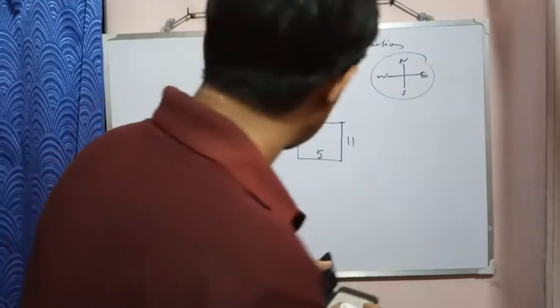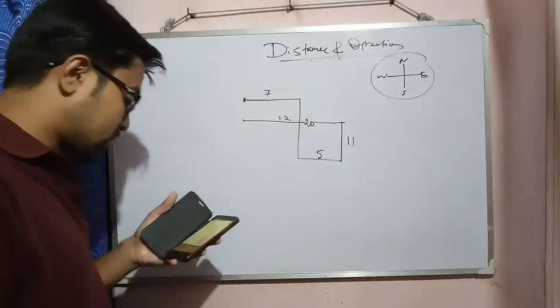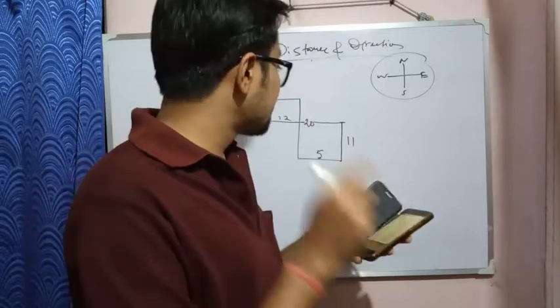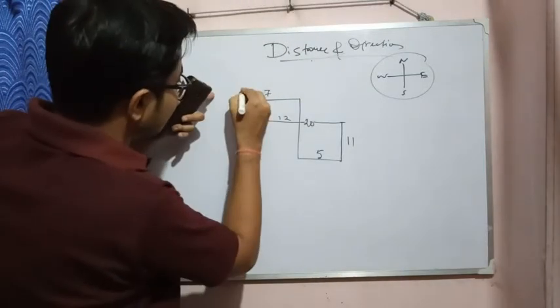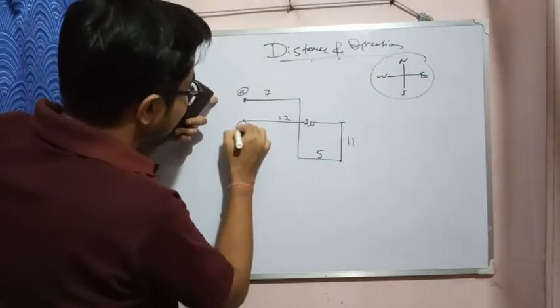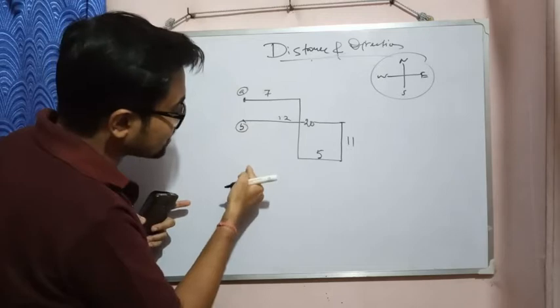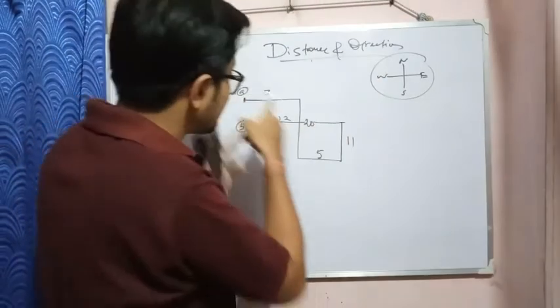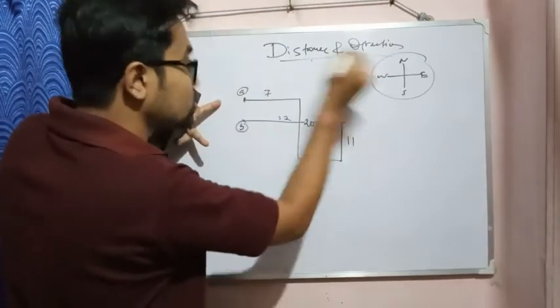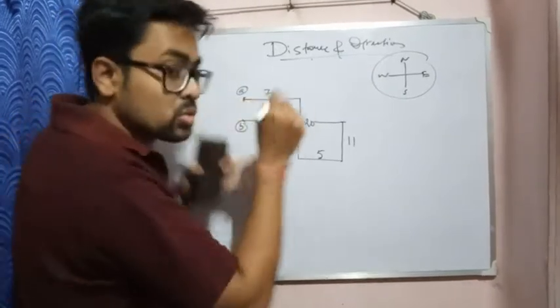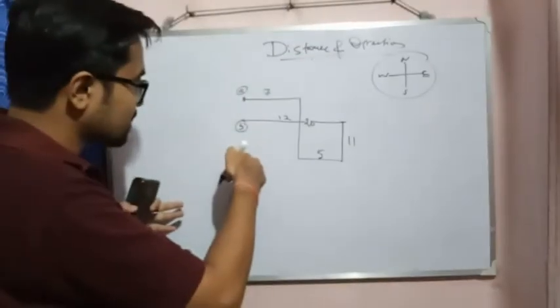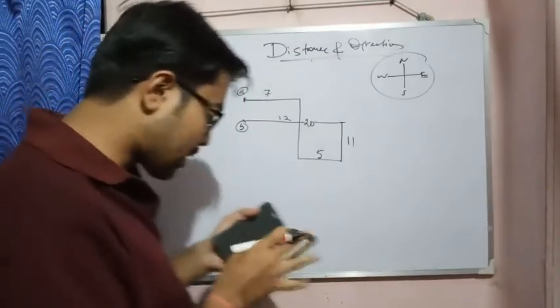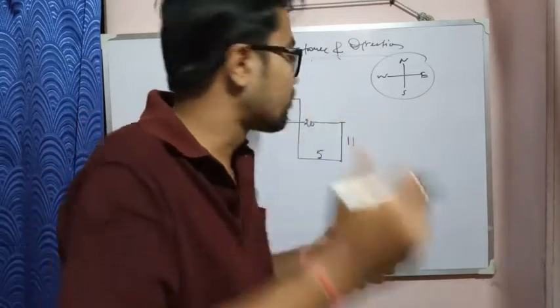South direction. The question is in which direction he is from his starting point. Starting point is A. Ending point is B. That means south direction. Starting point with respect to ending point is north, but ending point with respect to starting point is south direction. But the important question is how far.